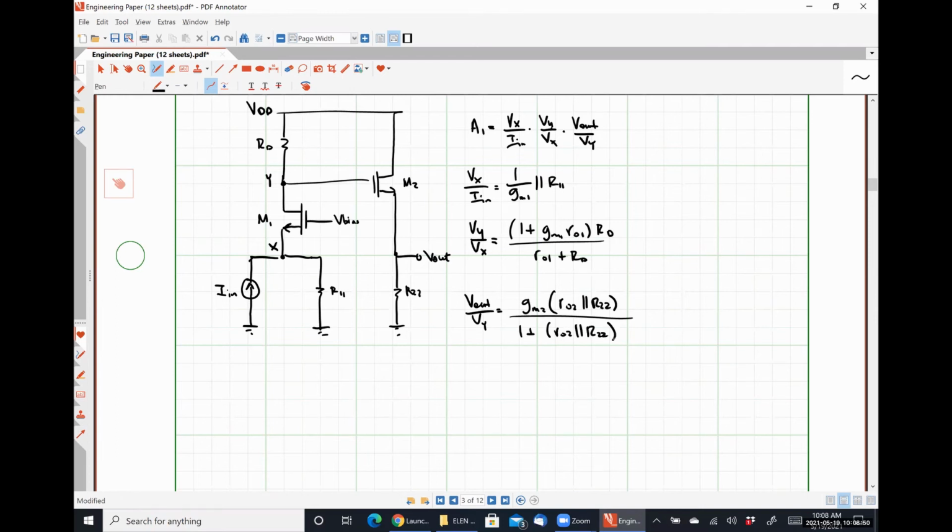Now I have all three of my gain stages, so I would simply multiply them together to get my open loop gain. Not going to bother.